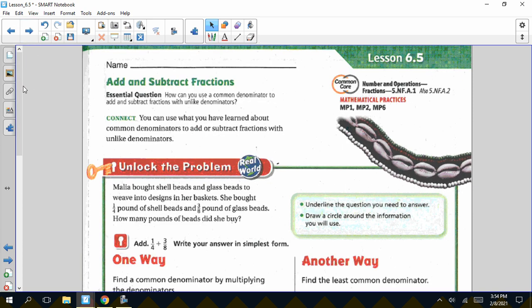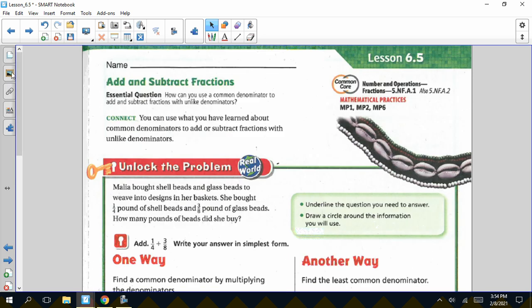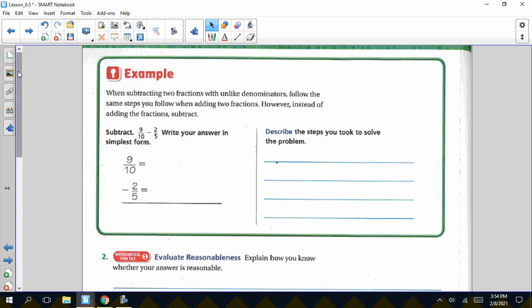We're going to start here on page 375, lesson 6.5. Now, in this lesson, they have addition and subtraction in it. Today, we're only doing the subtraction. Tomorrow, we will do the addition part of this lesson. So this will be a 2-day lesson here. Today, we're doing subtraction, so we're going to start on 376 right here where they start the subtraction problems.